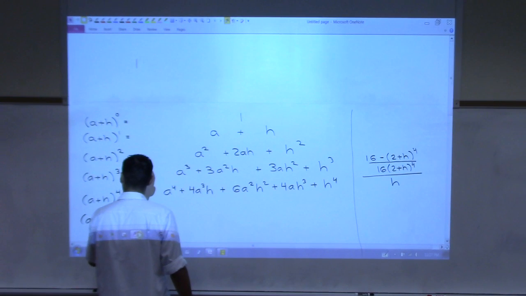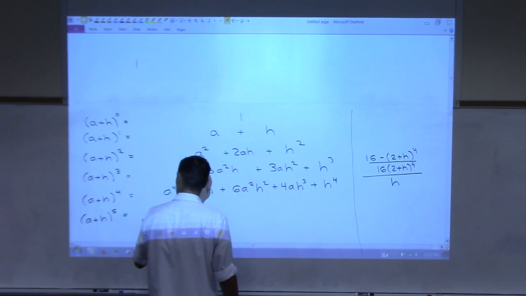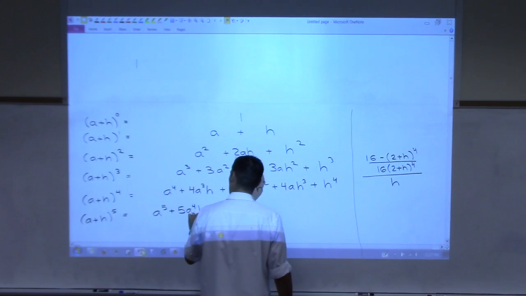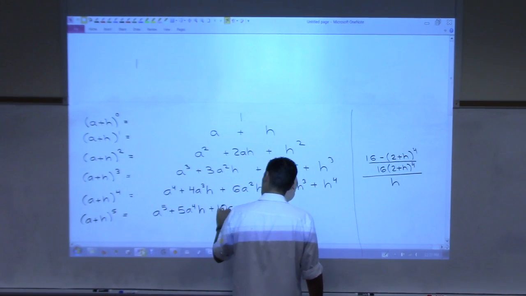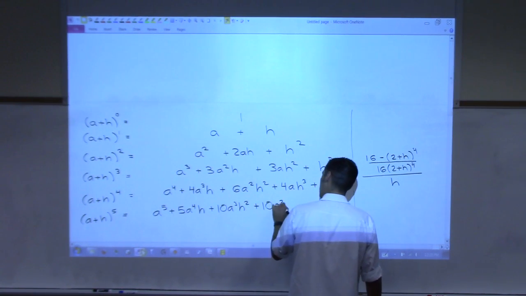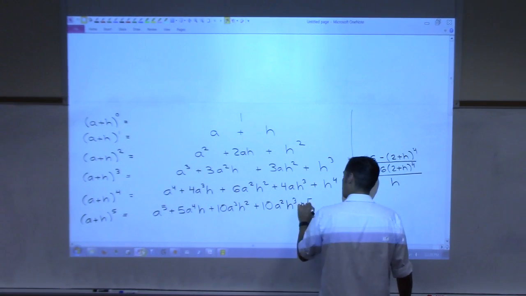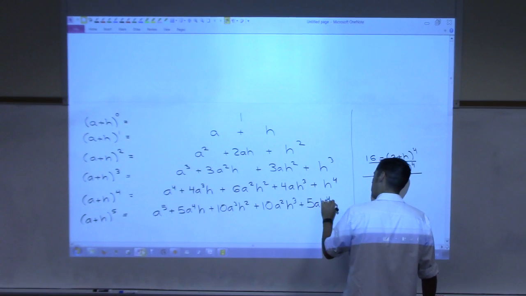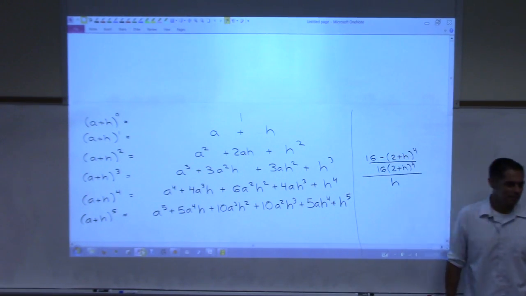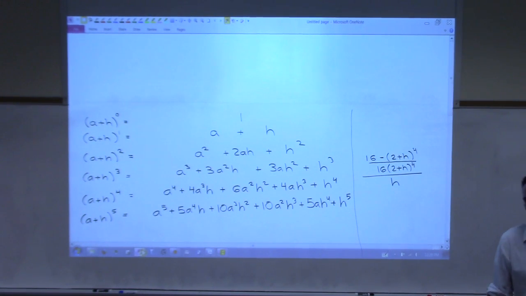All right, what's (a plus h) to the 5th? It's a to the 5th plus 5a to the 4th h plus 10a cubed h squared plus 10 again a squared h cubed plus 5a h to the 4th plus h to the 5th. I'm a genius, right? No, I'm not. There's a pattern, so let's see if you're picking up on it.